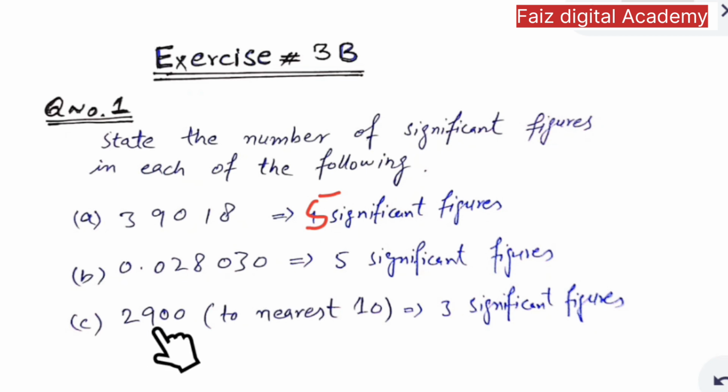In the C part, they are asking us to find the significant figures to the nearest 10. So unit, 10, 100 and 1000. So 2900 contains 3 significant figures.